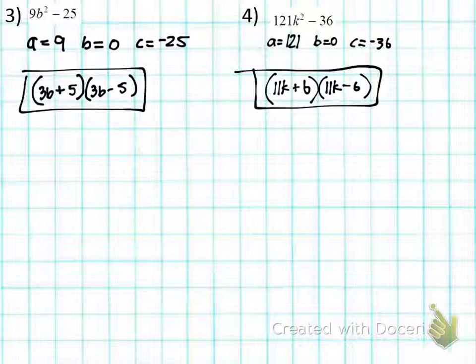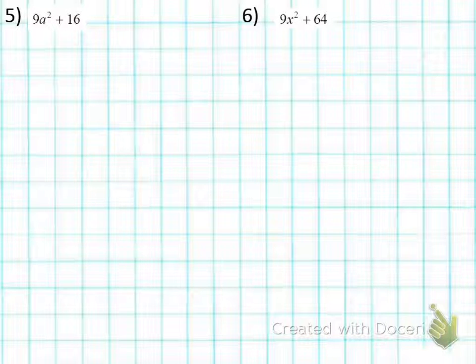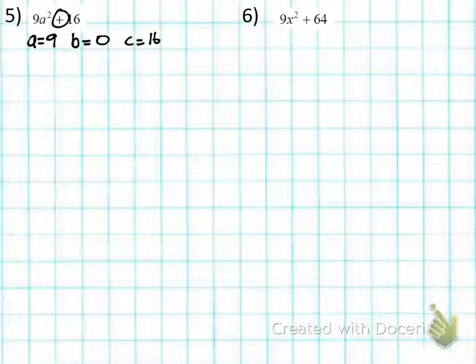Next one, number 5. What's A? A is 9. B? C? 16. Good. What's something that's different about this problem? It's positive. There's a plus sign. So since there's a plus sign here, can I use that trick? No, we can't. So when this happens, we would say this is not factorable, and it really isn't.